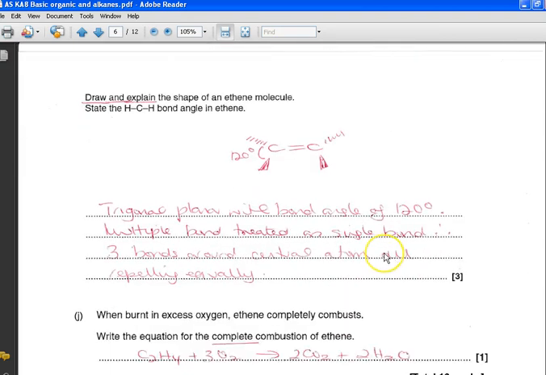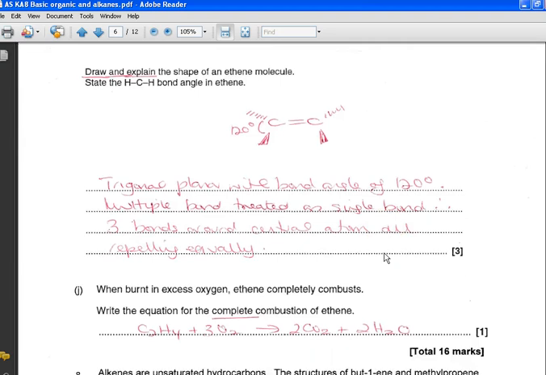Okay. Right. Draw and explain the shape of an ethene molecule and state the bond angle in ethene. Well, ethene, some of you put the extra hydrogens in here. Obviously, the formula is C2H4 because it's got a double bond. It's planar, trigonal planar, and the bond angle is 120 degrees. Draw and explain the shape because the 3 bonds around the central atom are all repelling equally.